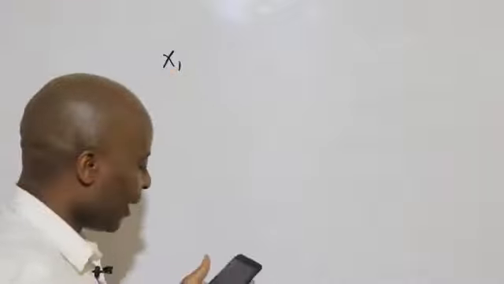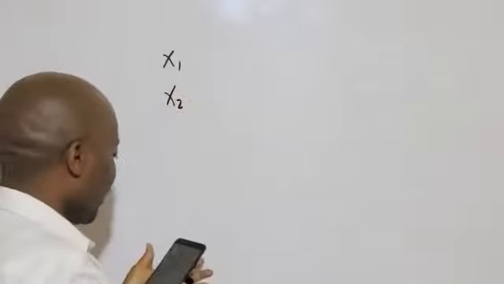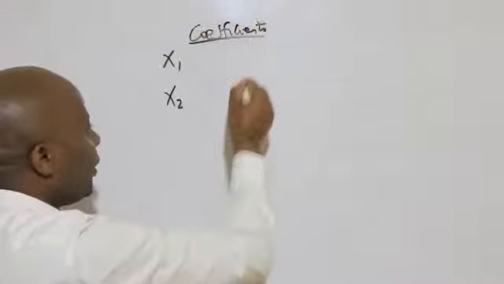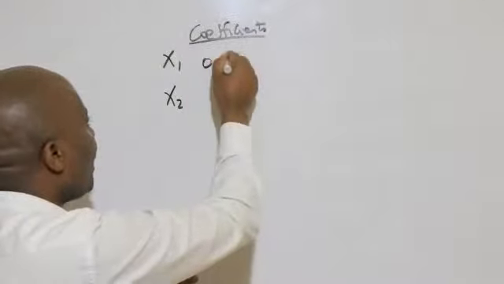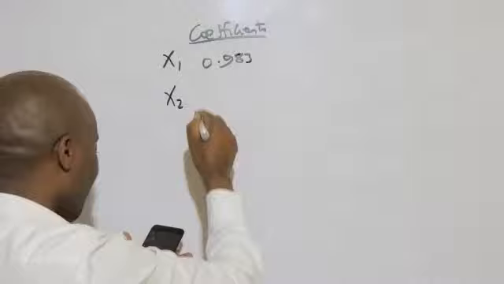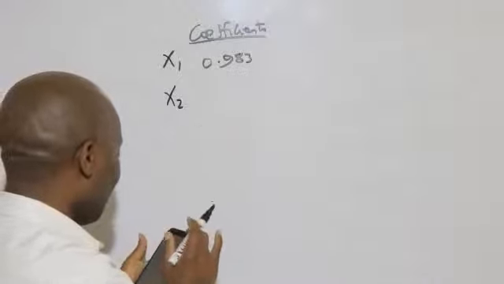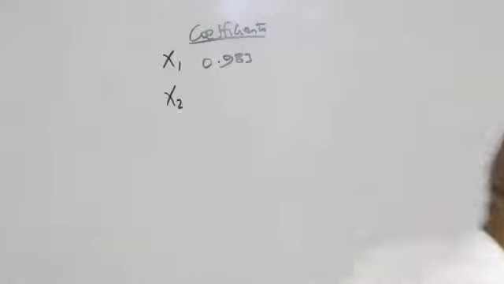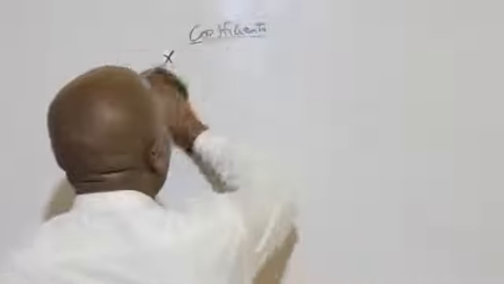Now, ladies and gentlemen, if you look at this very well, they have given us the parameter estimates. I can see X1 and X2. So we have the coefficients here, 0.983. No, there must be a slight problem there. We are supposed to start with the constant. There is a typo, a typing error there.